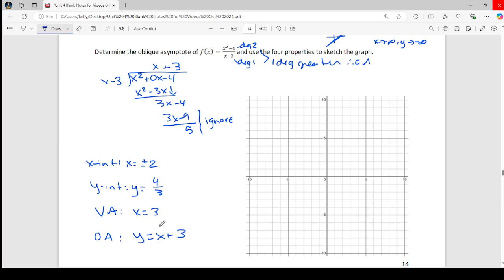So let's start by drawing a VA at 3 using my ruler. And my OA is at x plus 3, so up 3 and over 1, up 1. Okay, using my ruler. Whoops, not forgetting to put the pen down. Okay. I have x-intercepts at plus 2 and minus 2, and a y-intercept at 4/3.